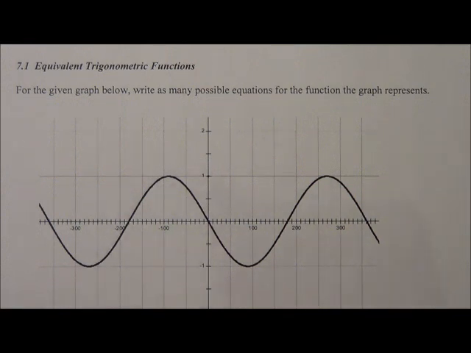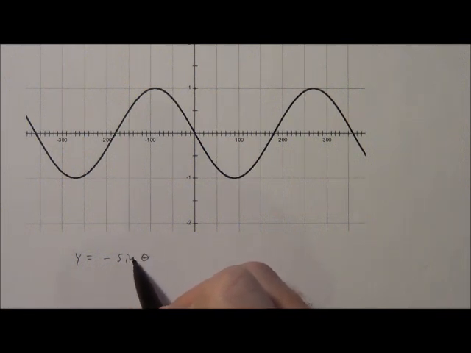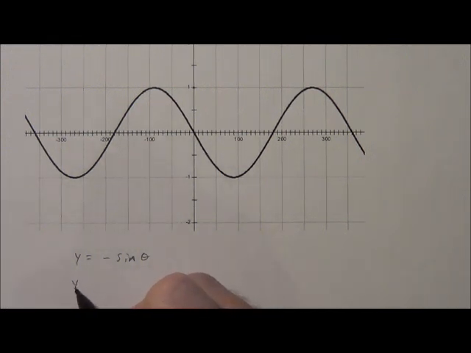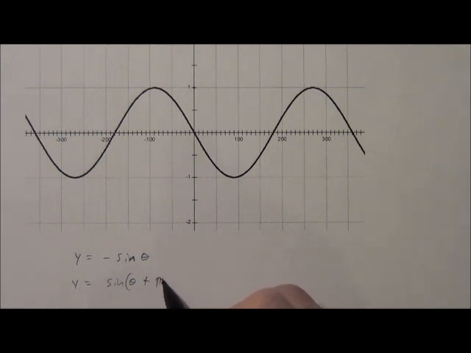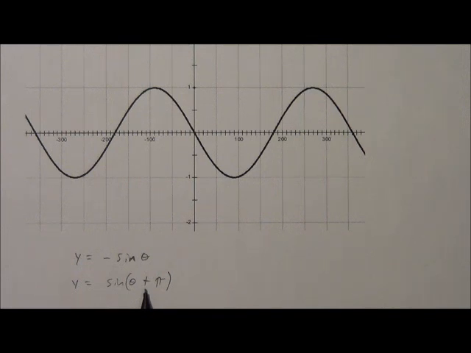Okay, so there are a few obvious ones here. So one could be y equals negative sine theta. Okay, so that negative out front is a vertical reflection in the theta axis. Then if we stick to the sine function, we could say it's also y equals sine of theta plus pi. Okay, so meaning that it's been shifted to the left, a phase shift to the left of pi.